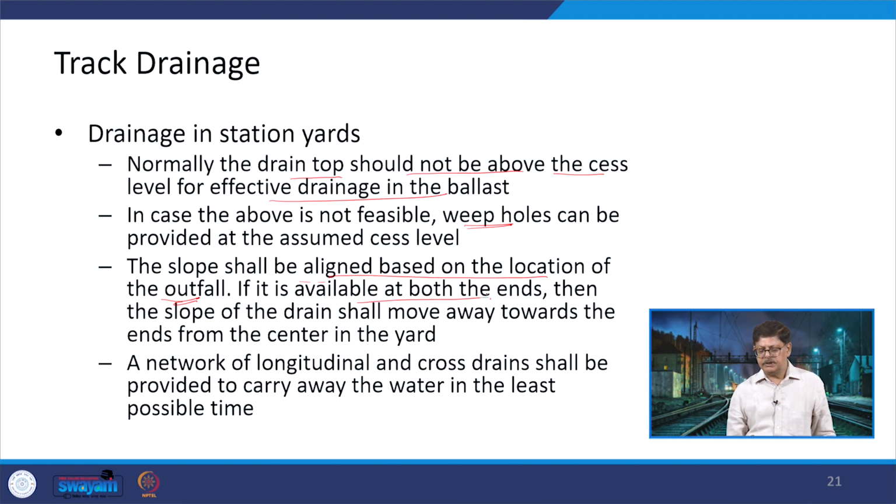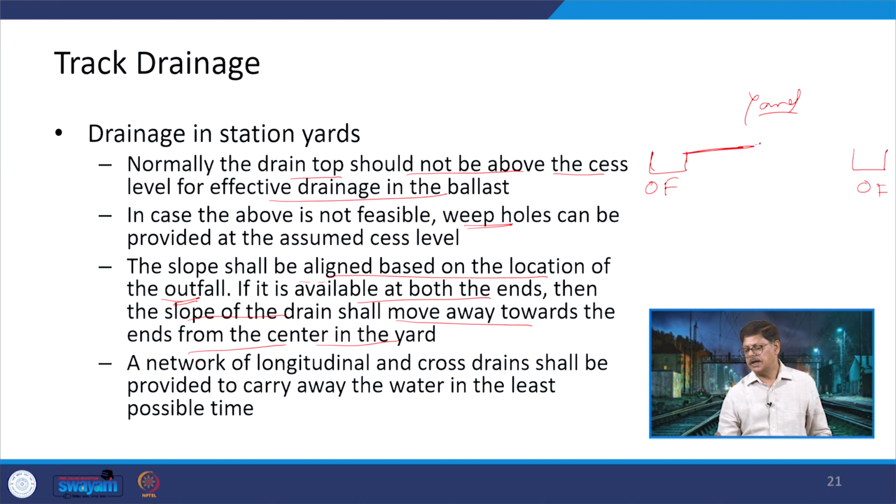If it is available at both the ends, then the slope of the drain shall move away towards the ends from the center of the yard. So, that means there is an outfall here and there is an outfall at this point. So, this is one outfall, this is another outfall, and the yard is in between. So, the drains which we are providing should slope from the center area to both of the directions, so that from half of the area the water comes on this side, and from half of the area the water comes to the other side.